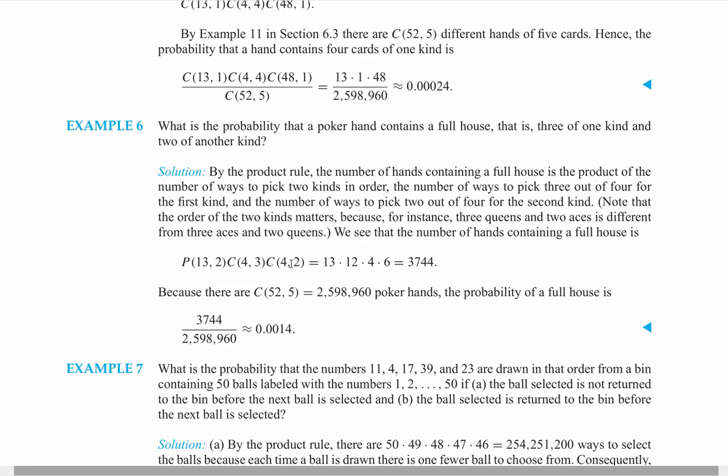Okay, now the order does not matter. So I hope that makes sense. Again, the product rule. So that's 3,744 ways out of the 2.5 million to get a full house. So that's a very small number, so that's very, very unlikely. So that's why it's worth a lot in poker.